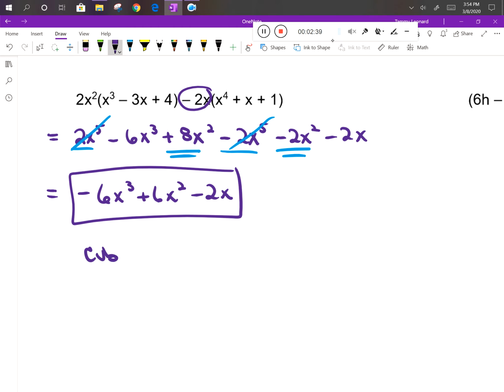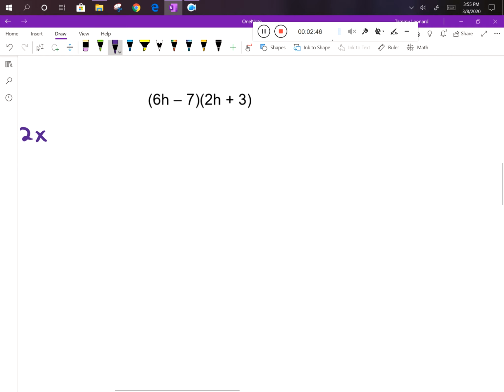This is a cubic trinomial, since its highest power is 3 and there are also 3 terms.